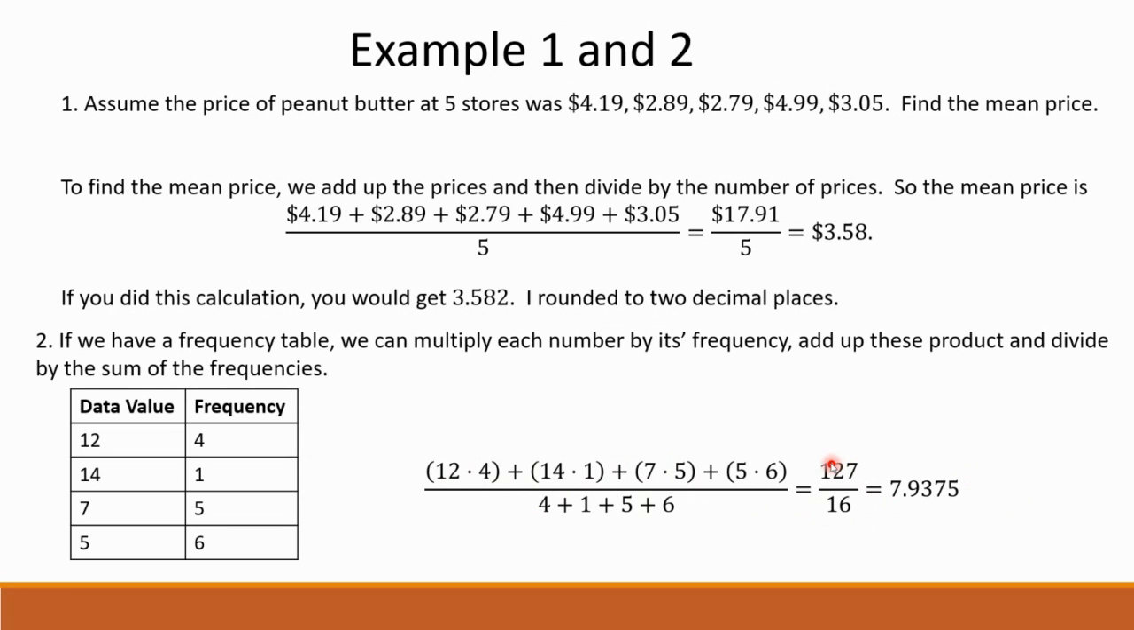Okay, so again, we don't have to list these data values, right? Instead, we could just multiply by the corresponding frequency. We add, right? And we get the sum of the data values. The number of them, that's what the frequency is. So we can add up the frequencies as well and divide.